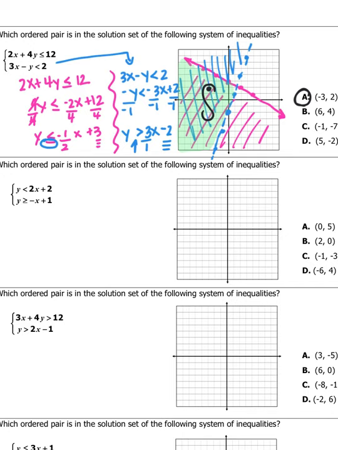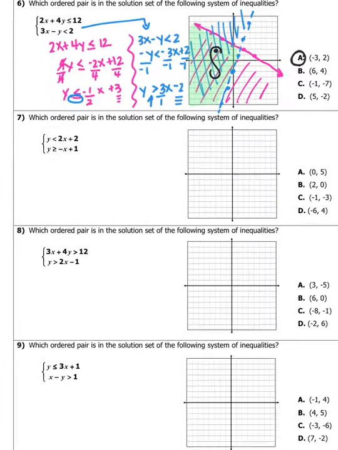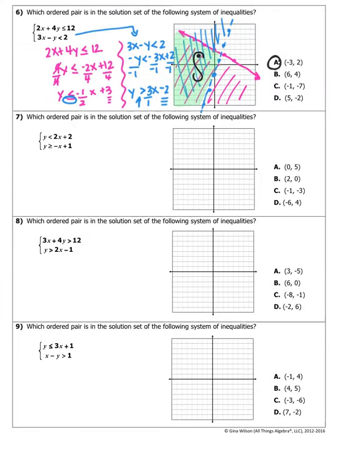All right, go ahead and try number 7 on your own. Again, it says which ordered pair is in the solution set of the following system of inequalities. Those are already solved for y, so you can just start graphing. So that's kind of nice. So go ahead and try 7 on your own now.